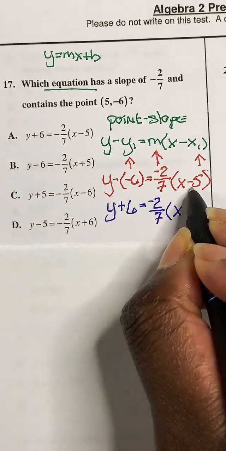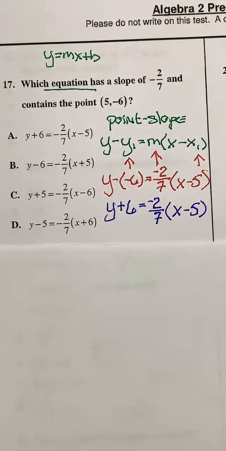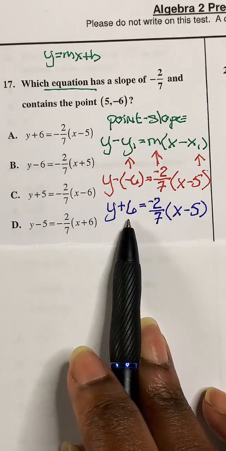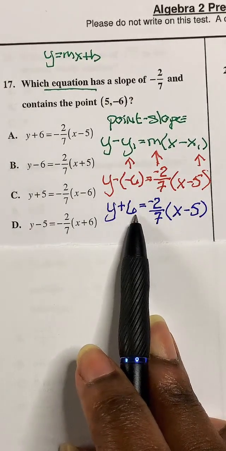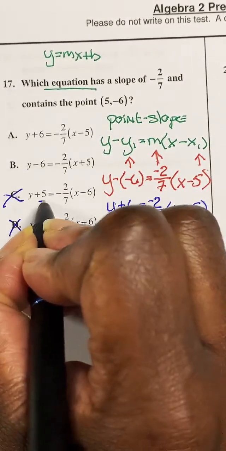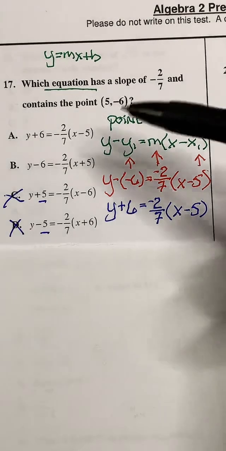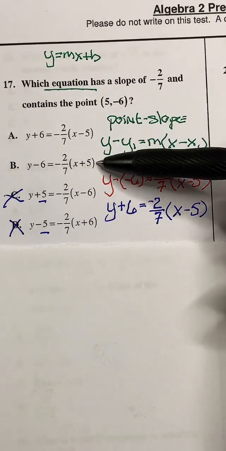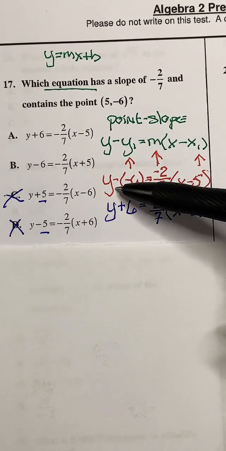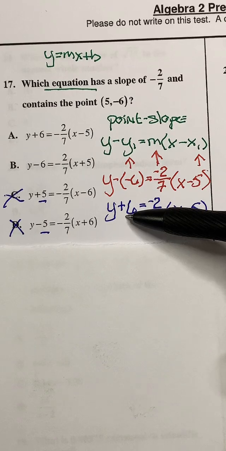But here we still have a -5. Okay, so right away, knowing that the y's are going to go on over here, C and D is not an option because they got the 5 and the 6 in the wrong spot. So now you can put it between A and B. But after we did the minus the negative, that means that's going to turn this positive.